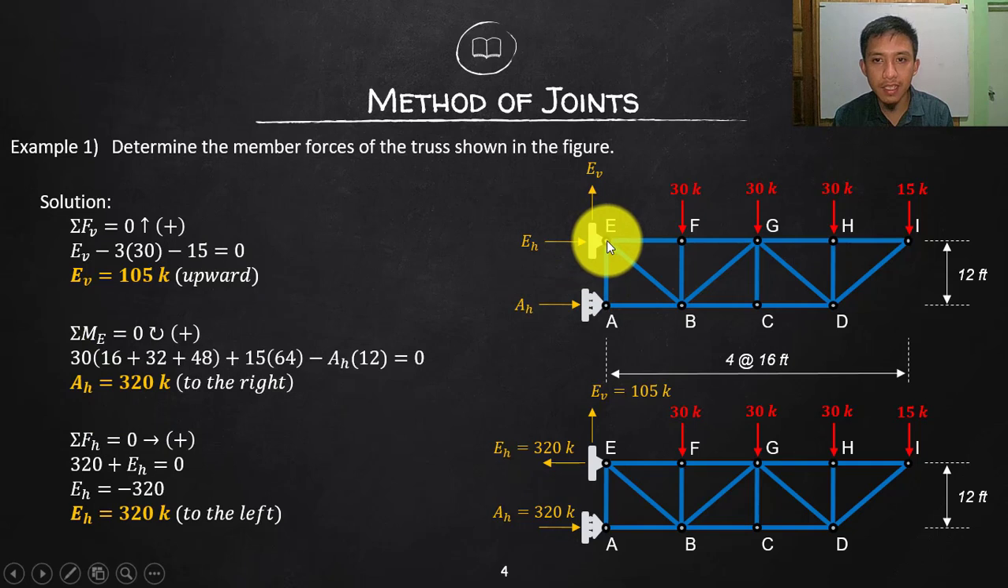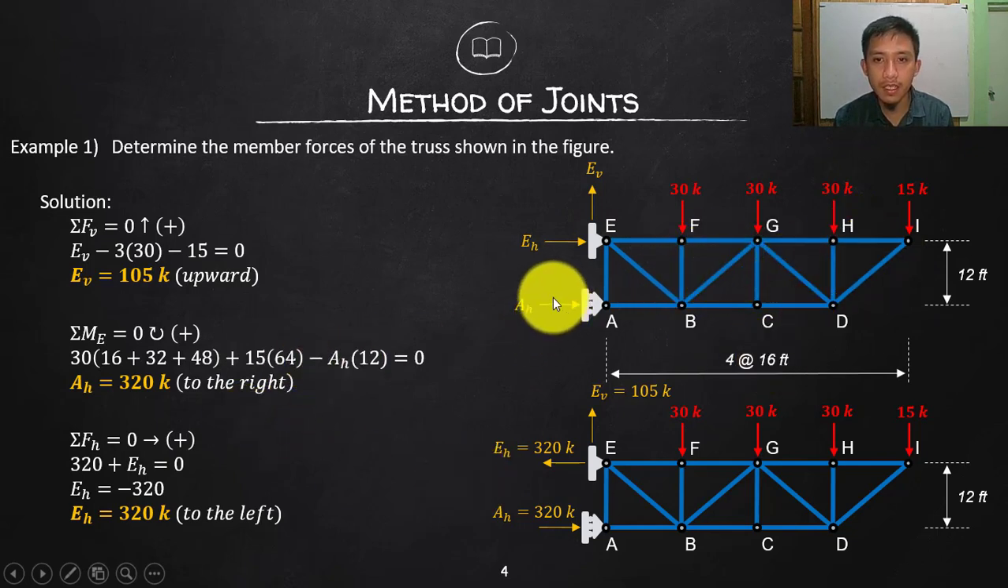Let's take a moment at E. If I take a moment there, EV and EH will be cancelled, so we are only solving A sub H. So take a moment clockwise, I will assume that to be positive, so all of this will be clockwise. So actually I can factor out the force itself, 30. All we need to do is summate the moment arms, which are 16, 32, and then 48. So that is this one, positive moments. And then 15, which is still clockwise. So 15 times the moment arm, 64. By the way, that is 4 by 16, so 16 each of these distances.